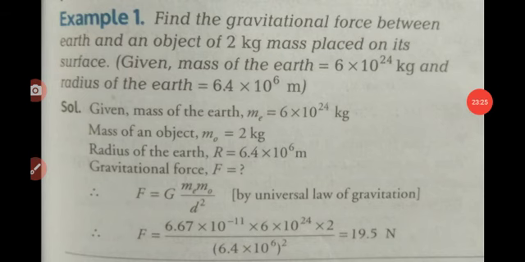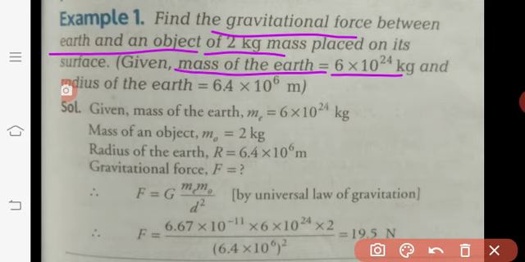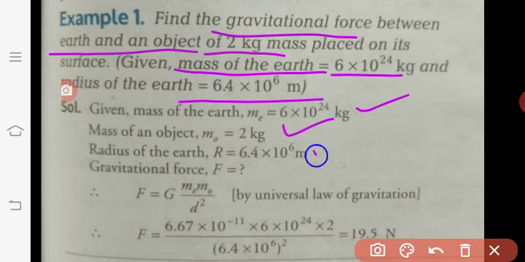Now the next is: find the gravitational force between the earth and an object of 2 kg mass placed on its surface. Given the mass of earth is 6 multiply 10 raised to power 24 kg, and the radius of earth is 6.4 multiply 10 raised to power 6 meter. Mass of earth is given, 6 multiply 10 raised to power 24 kg. Mass of the object is 2 kg. Radius of earth is 6.4 multiply 10 raised to power 6 meter.